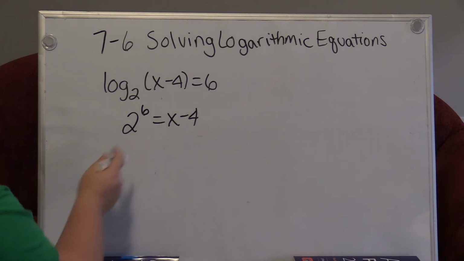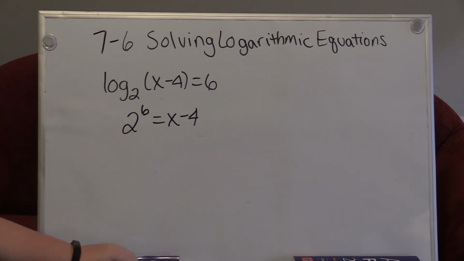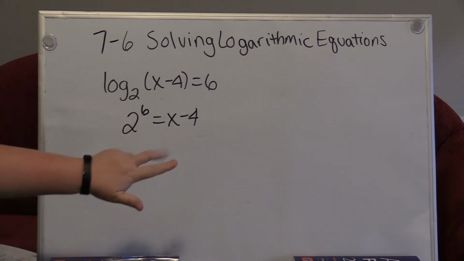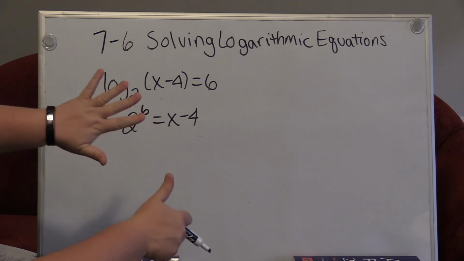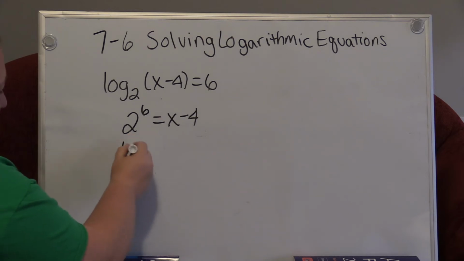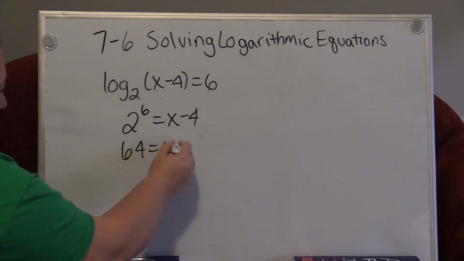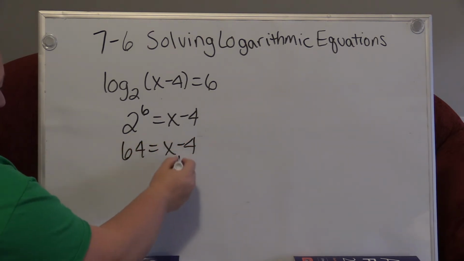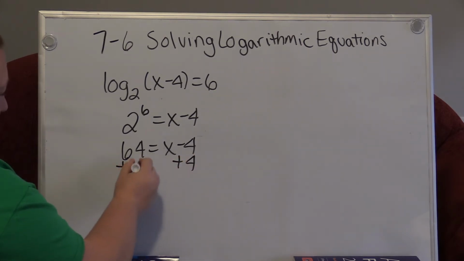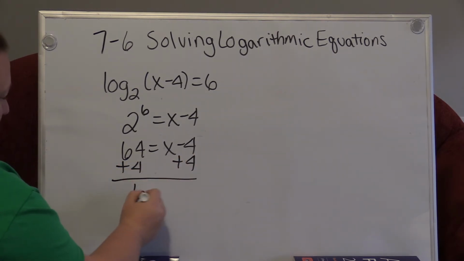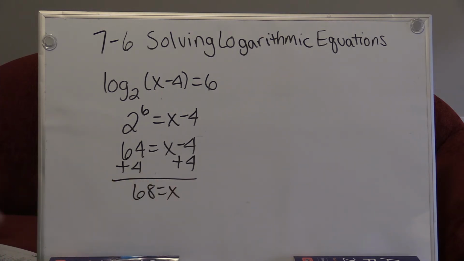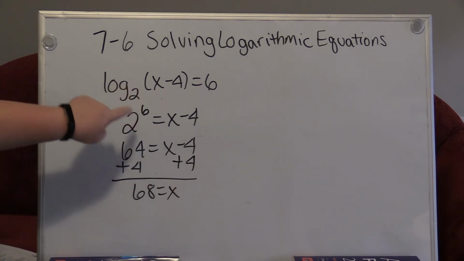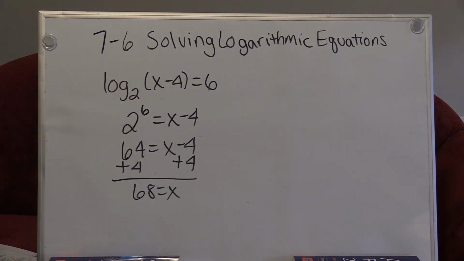2 to the 6th power is 2, times 2 is 4, times 2 is 8, times 2 is 16, times 2 is 32, times 2 is 64. 64 equals x minus 4. Add 4 to both sides. 68 equals x. And 68 minus 4 is 64. 2 to the 6th is 64. And it works.